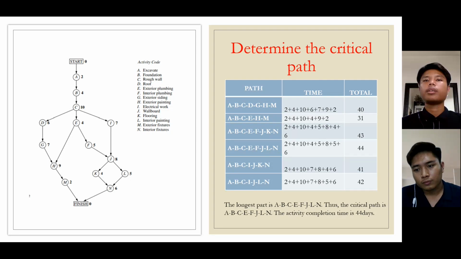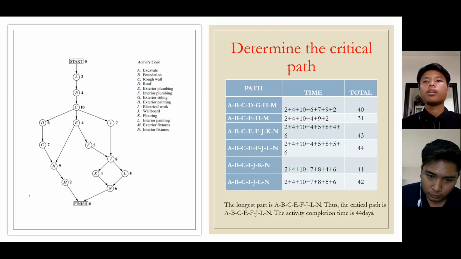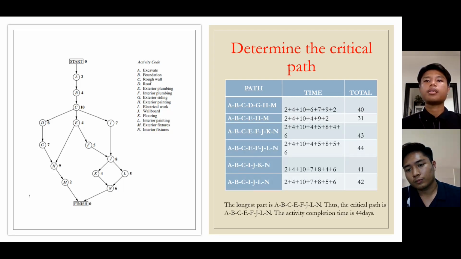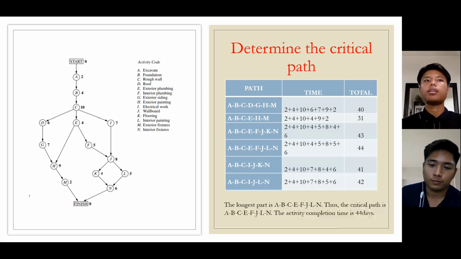After we add all of these paths, we will choose the biggest total time, which is 44. The path is A, B, C, E, F, J, L, N. So A, B, C, E, F, J, L, N is the longest path in the figure or in this project. The critical path is A, B, C, E, F, J, L, N because the activity completion time is 44 days, longer than the other paths.